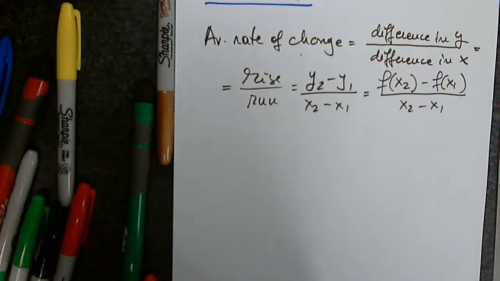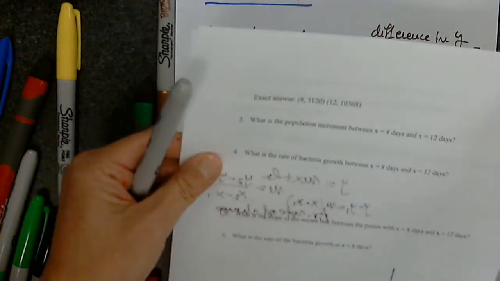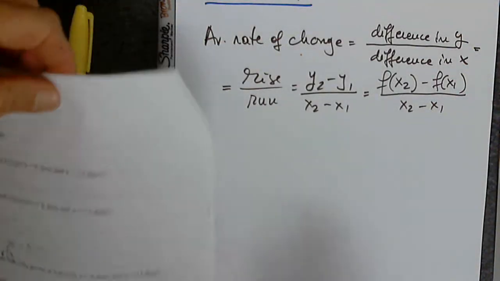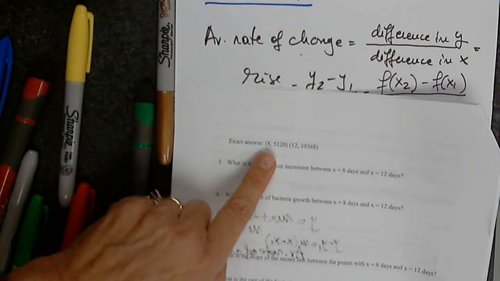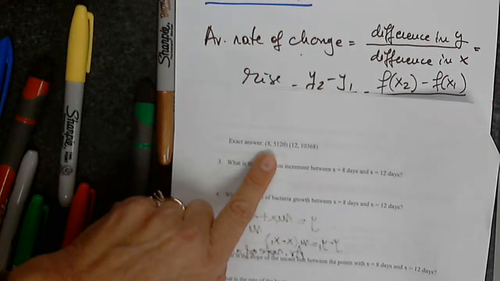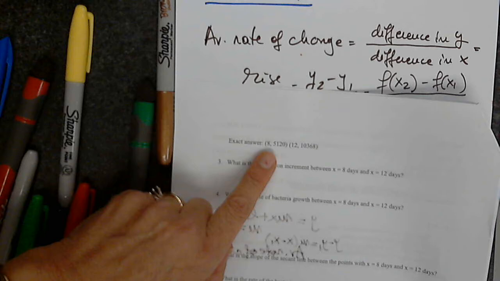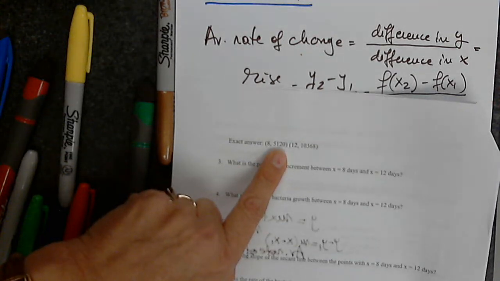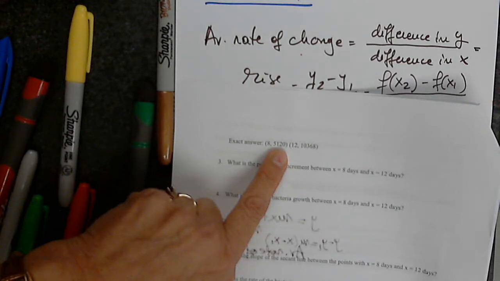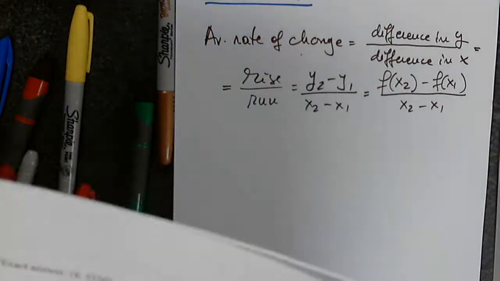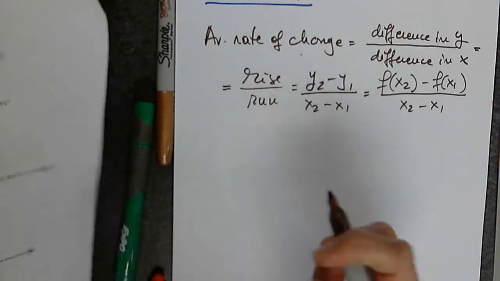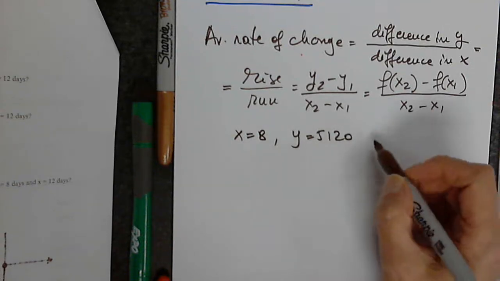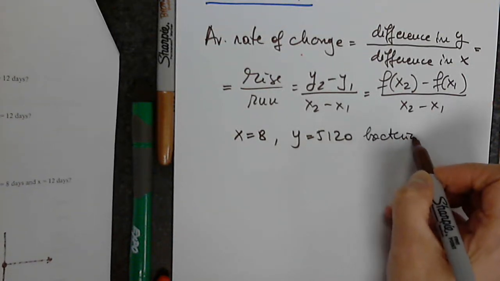Now I do have the exact number, of course. And the reason why I have the exact number is because, as I said, I calculated. I created the function, and then I plugged in 8 into the function. So that's why I know the exact value is 5,120, assuming the bacteria follows this particular function. So I will say when x equals 8, y equals 5,120 bacteria. That's their number.